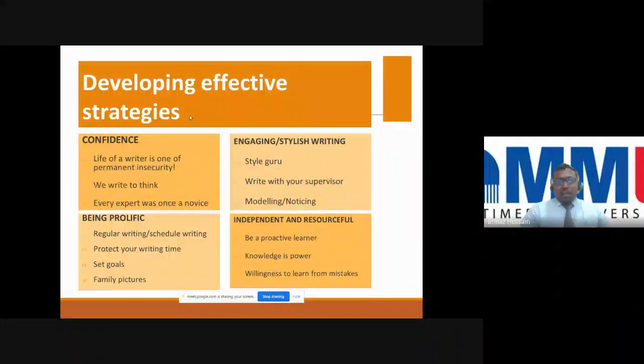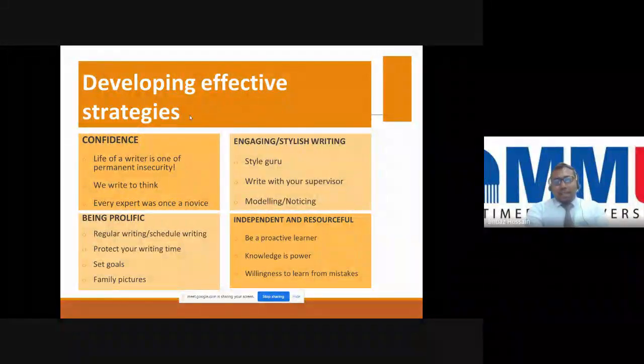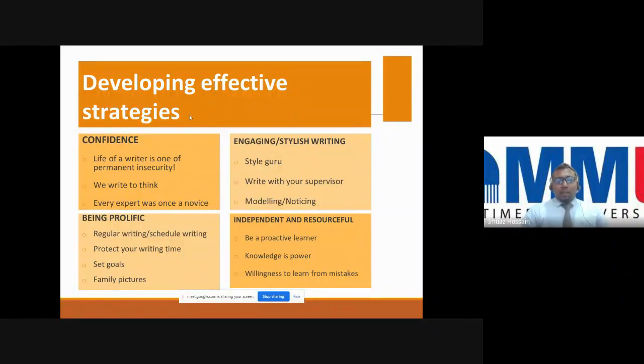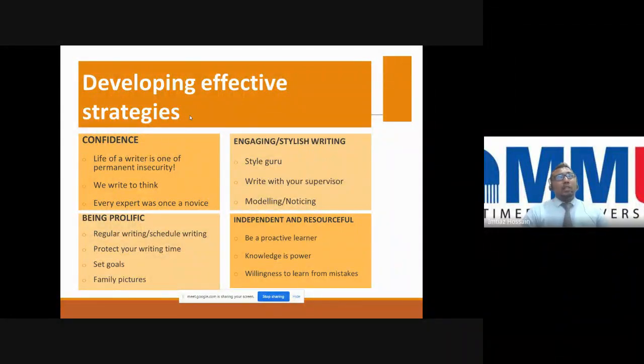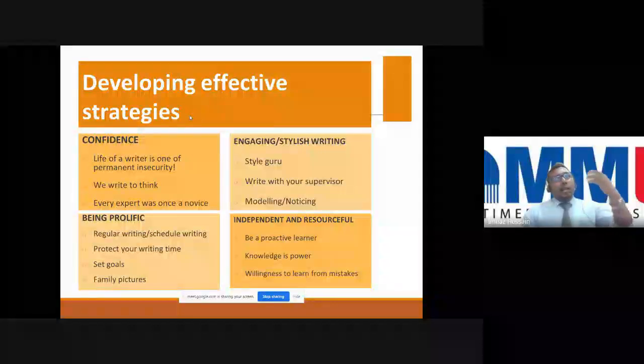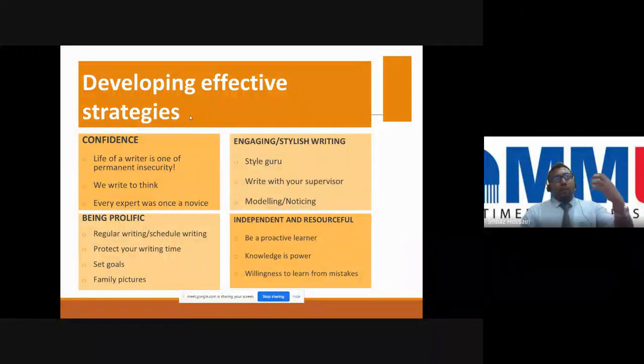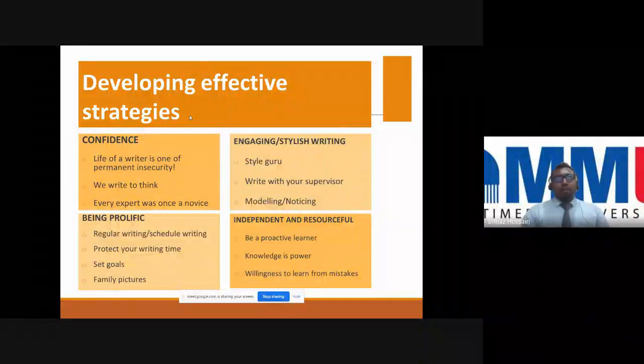We can develop our habit. At the end of the day, we can be a prolific researcher. And then be a proactive learner. Okay, try to attend a lot of seminars, workshops. I know that 3 hours may be very difficult, we cannot digest all the information, but if you get 10 key takeaways from this seminar, that will be helpful for you to develop your research career.